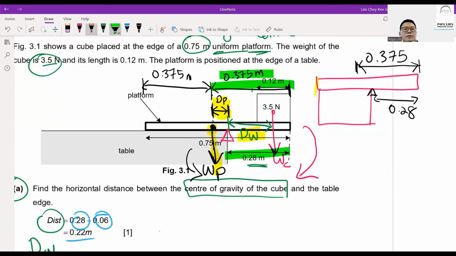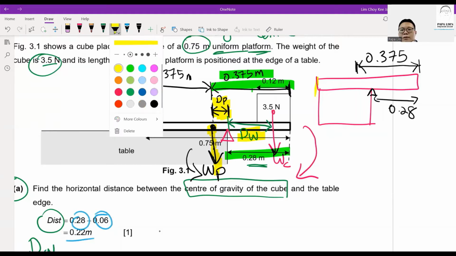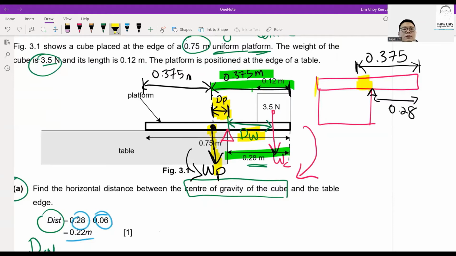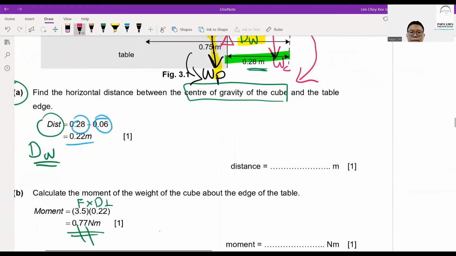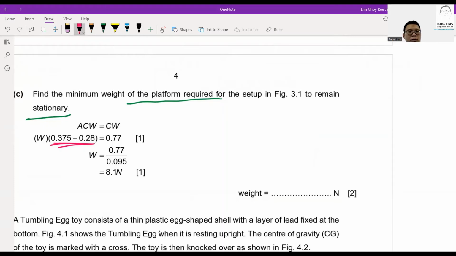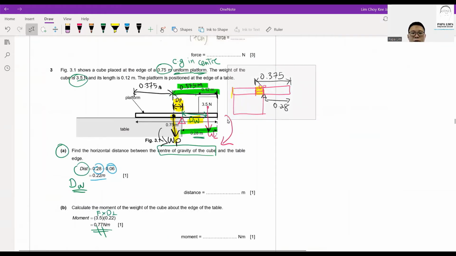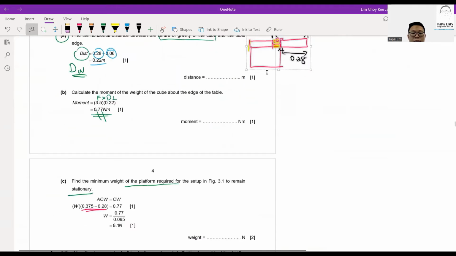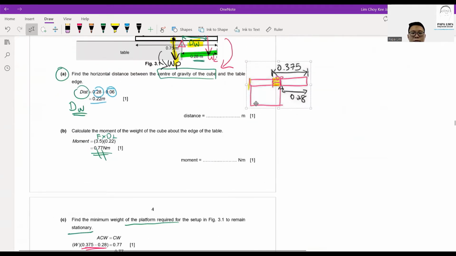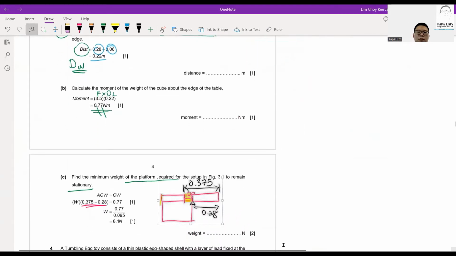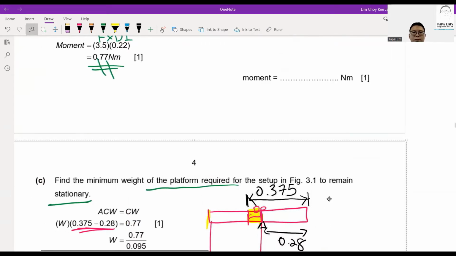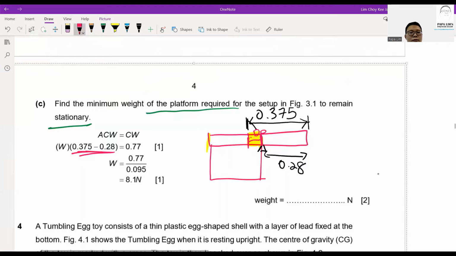If I take the difference between them, it will be what we call this distance. This will be called dp. So dp is actually 0.375 minus 0.28. So this is where I have the perpendicular distance, 0.375 minus 0.28. Let's see whether I can shift the drawing here, maybe it's easier for you all to see. I'll shift it here. This is how I find the perpendicular distance, so take note of where I find it. Then after that, anti-clockwise equals clockwise moment. I use the principle of moments, and I just solve it.